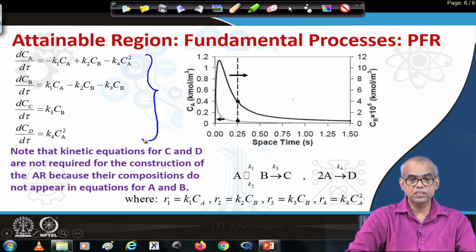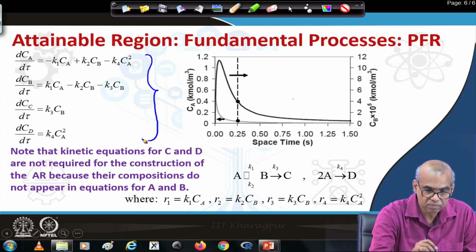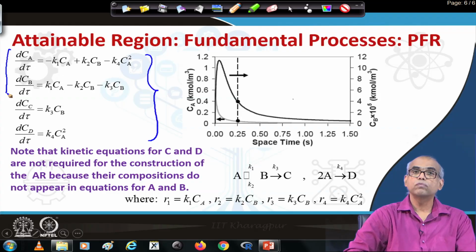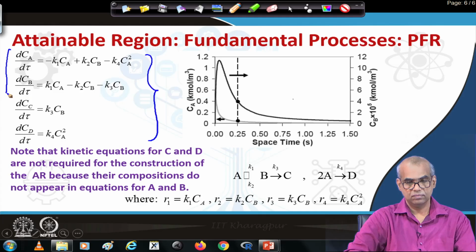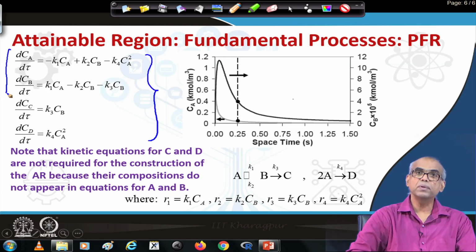Now, we want to maximize the amount of B. Now, look at the differential equations for A and B. The kinetic equations for C and D are not required for the construction of the attainable region because their compositions do not appear in the equations for A and B. So, in the first two differential equations, you see there is no presence of concentration of C and concentration of D. So, consideration of C and D is not required for developing the attainable region for this process.